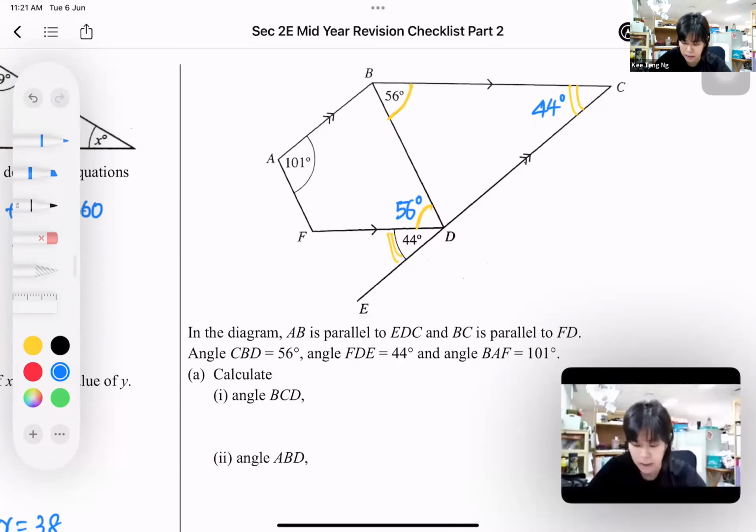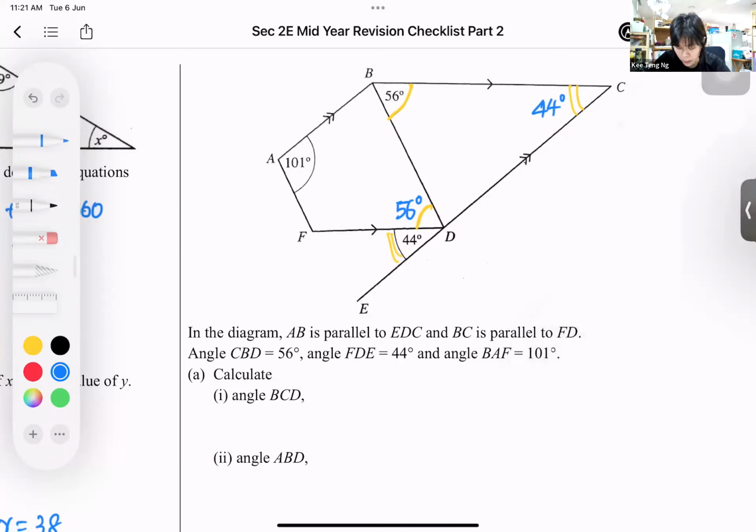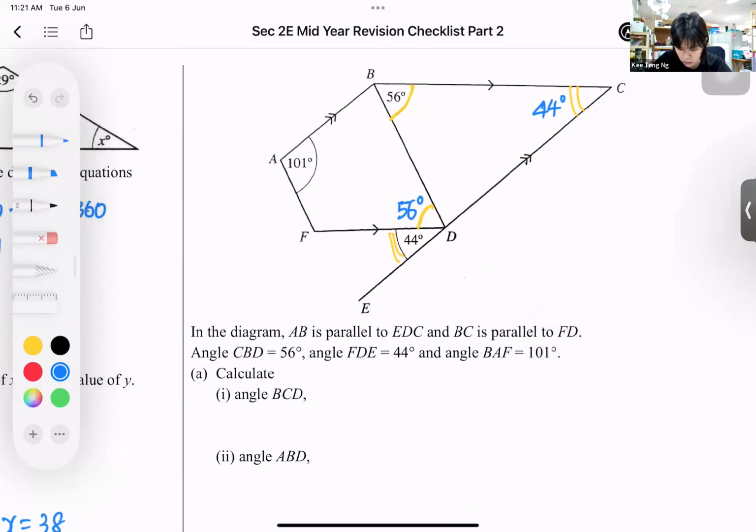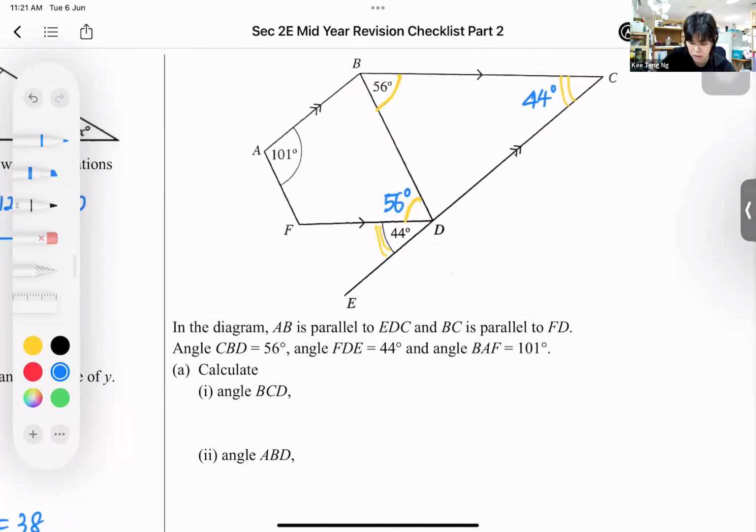Then next one, they tell me AB is parallel to DC, but I'm not going to assume any information because they never give me alternate angles straight away. So I'll maybe do some calculations later. First, find angle BCD. Answer straightforward, 44 degrees. What's the reasoning? Corresponding angles on parallel lines.